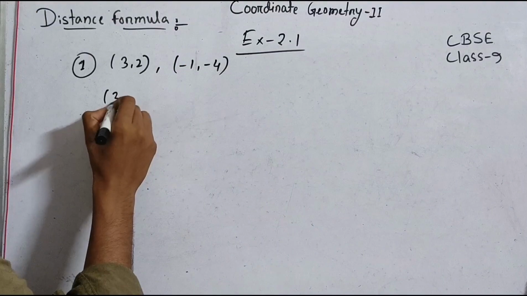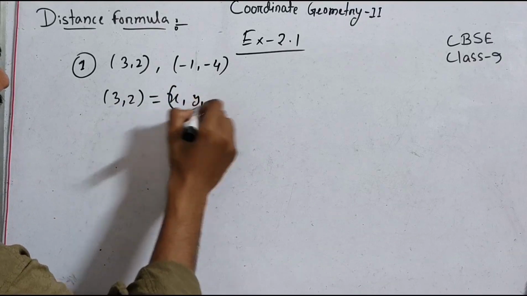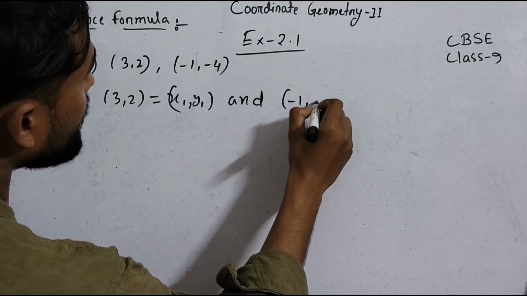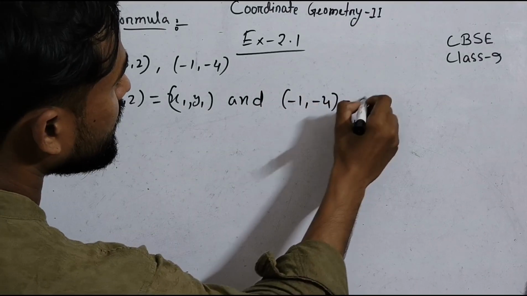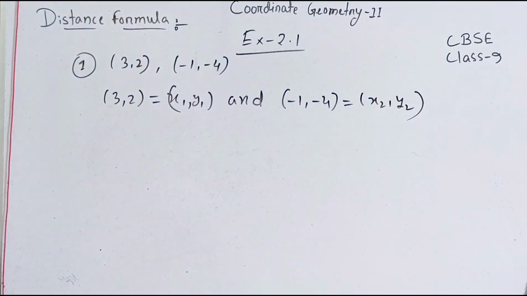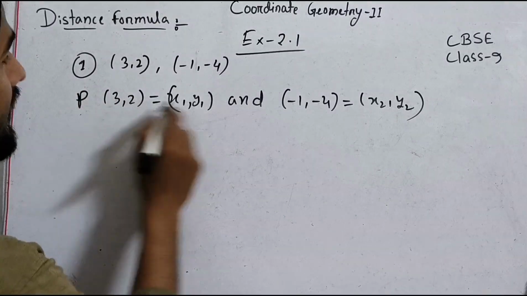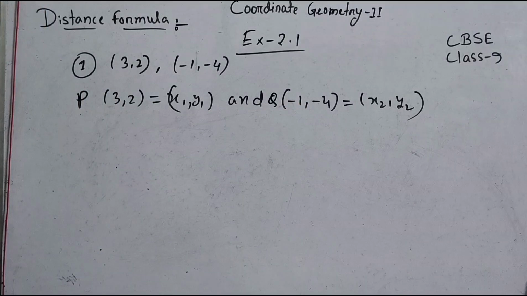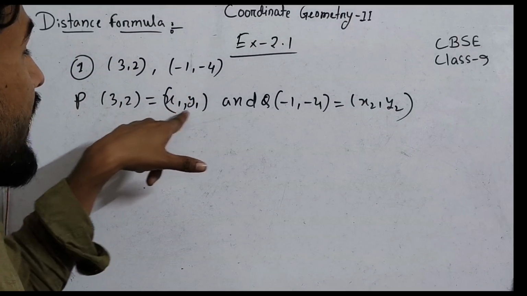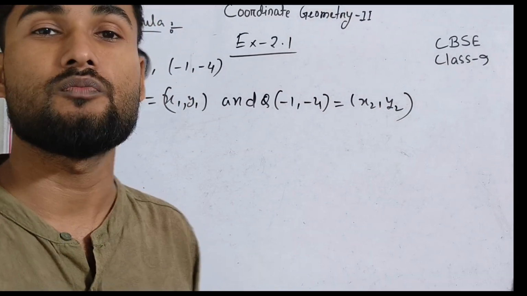Suppose (3, 2) equals (x1, y1). We can write it like that. And (-1, -4) equals (x2, y2). Suppose this one is P and this one is Q. Let P(3, 2) equal (x1, y1) and Q(-1, -4) equal (x2, y2).